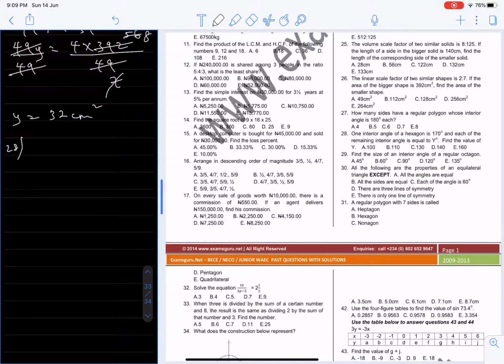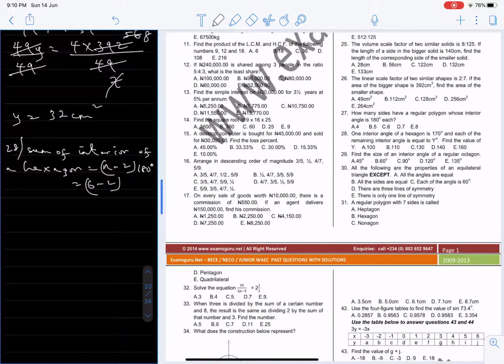One interior angle of a hexagon is 170 degrees, and each of the remaining interior angles is equal to y. Find the value of y. So the sum of interior angles of a hexagon equals n minus 2 times 180 degrees. And that simply means, hexagon, that's a 6-sided figure.